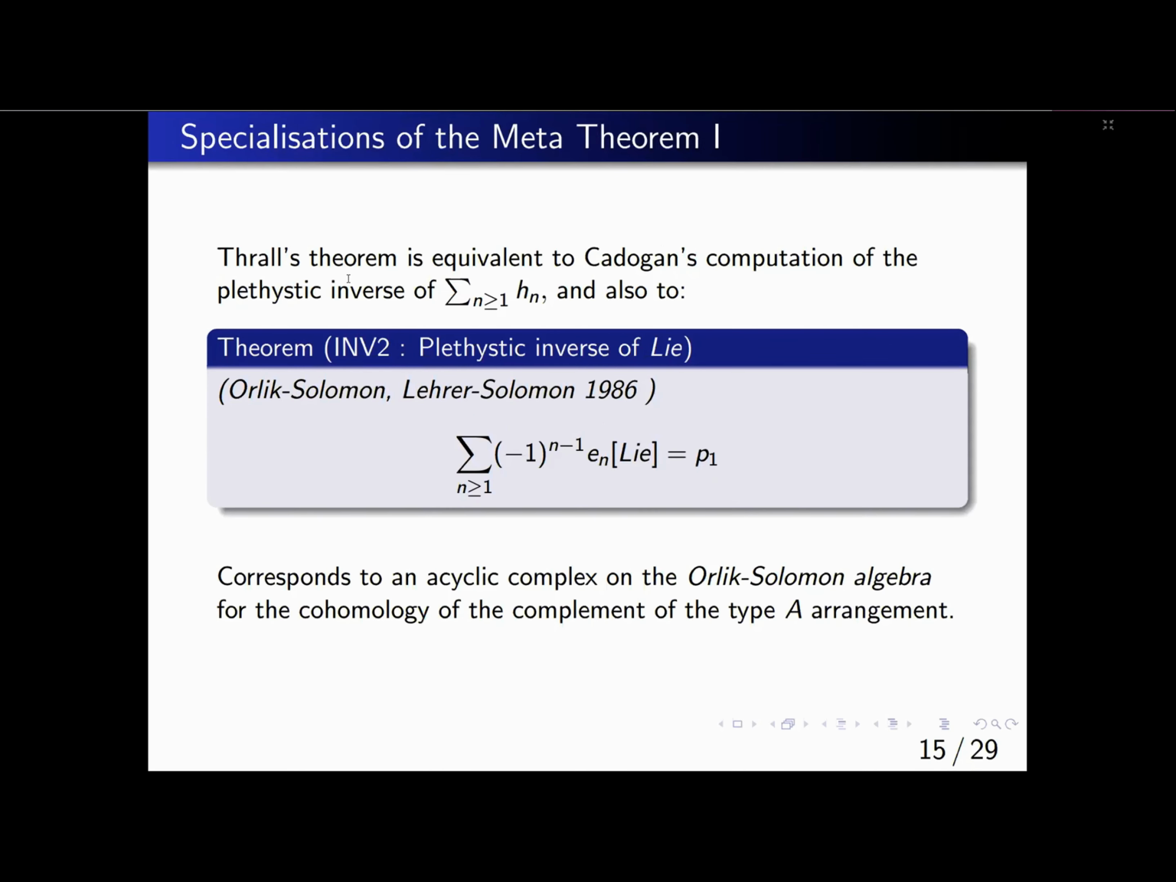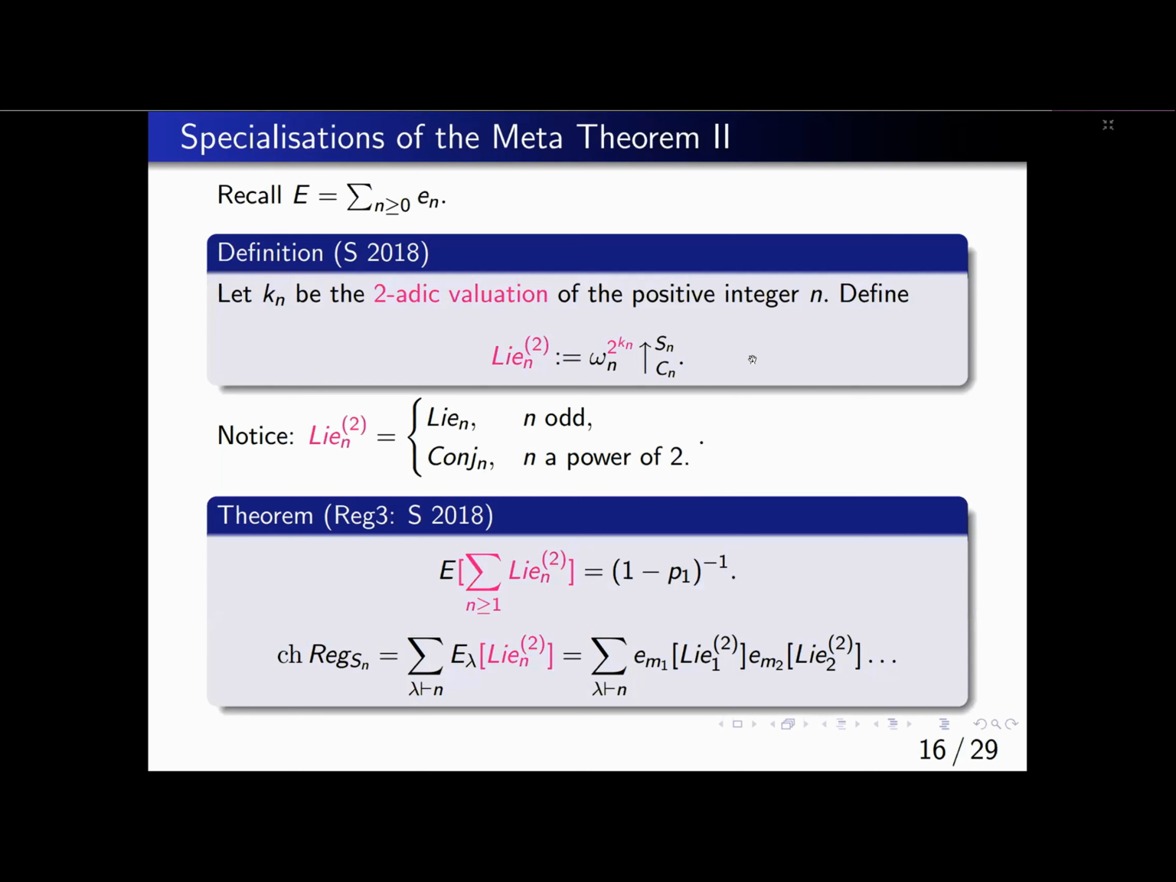Okay, so for instance, Thrall's theorem is actually equivalent to Cadogan's computation of the plethystic inverse. It's also equivalent to the plethystic inverse of the Lie representations. And so here's an example of something that has a concrete interpretation on an acyclic complex. It's the acyclic complex on the Orlik-Solomon algebra for the cohomology of the braid arrangement, which again came up in Sarah Browner's talk. So if you're only interested in symmetric functions, this is telling you what the plethystic inverse of the Lie series is.